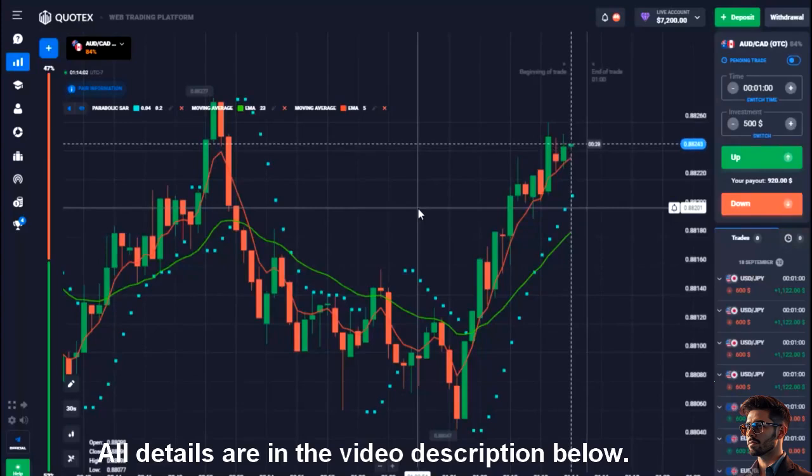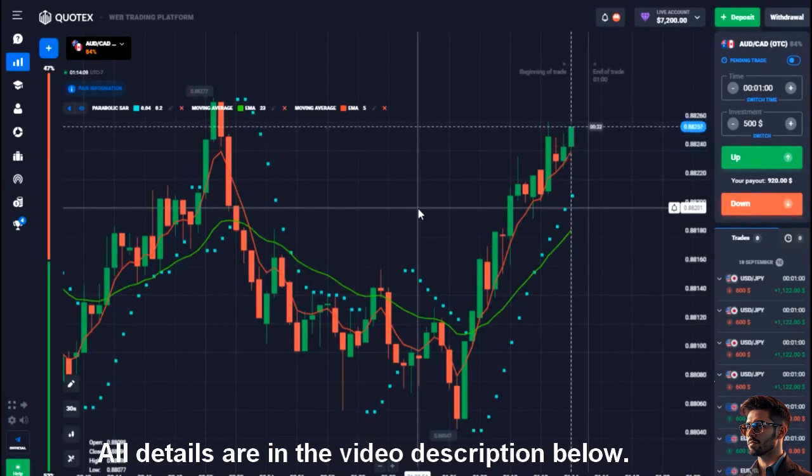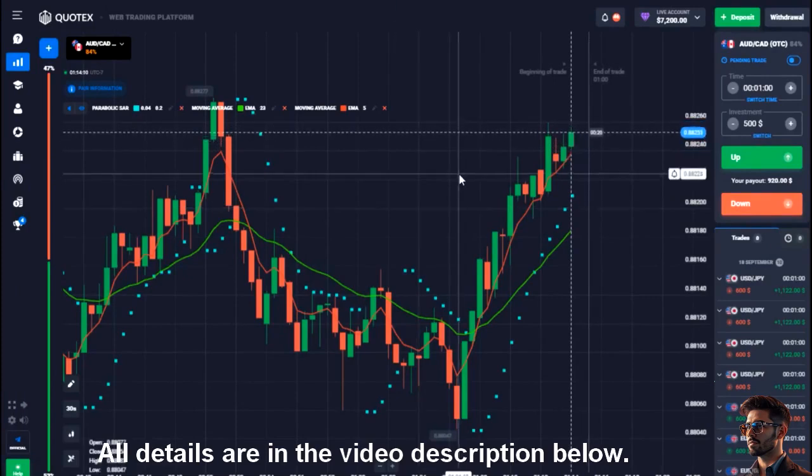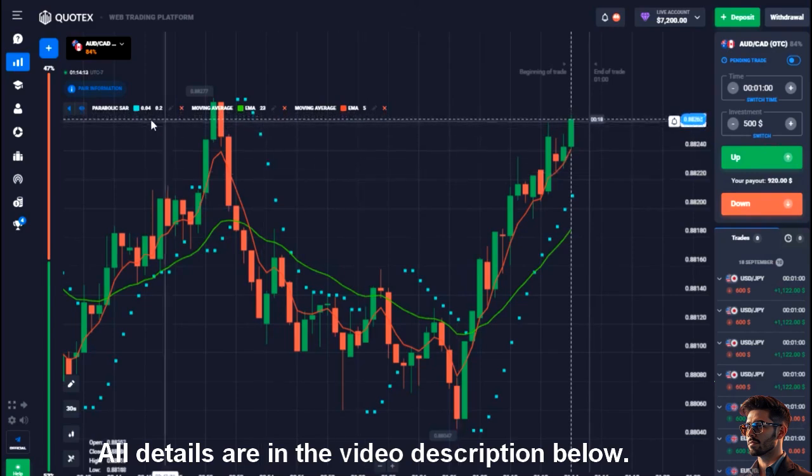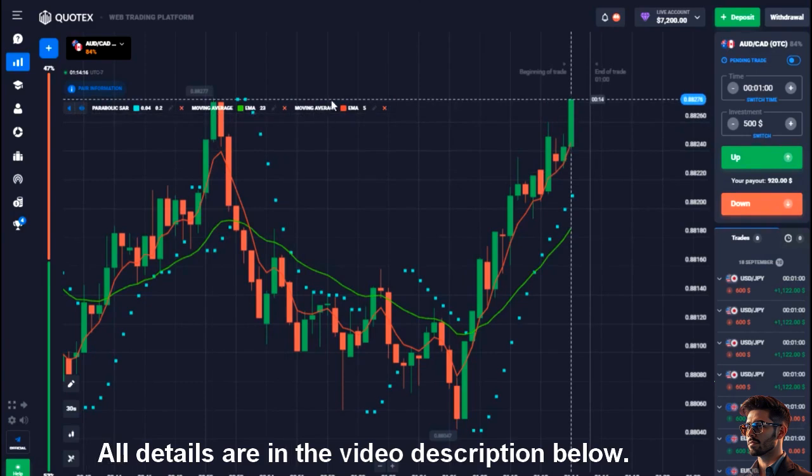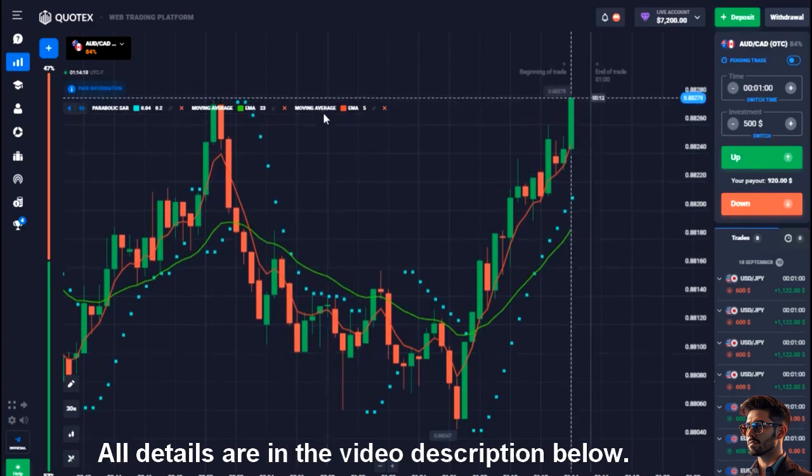Trading with Quotex broker, and over here I'm going to show you a very powerful strategy that I've been using recently. Alright, so over here I'm using three indicators. The first indicator I use here is parabolic SAR, the second indicator is moving average, while the last indicator is moving average also. So the setting of my parabolic SAR is this.